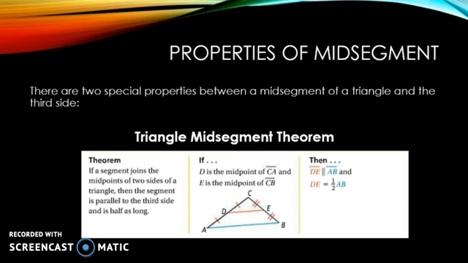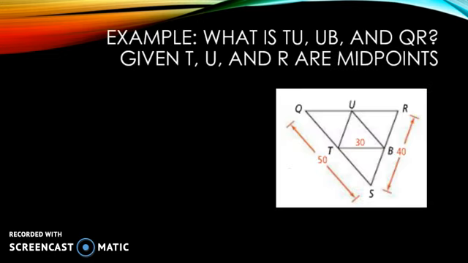A couple of properties of the midsegment. If a segment joins the midpoints of two sides of a triangle, then the base is parallel to the midsegment, and the midsegment is half as long as the base, meaning the base is twice as long as the midsegment. So let's see that in use.